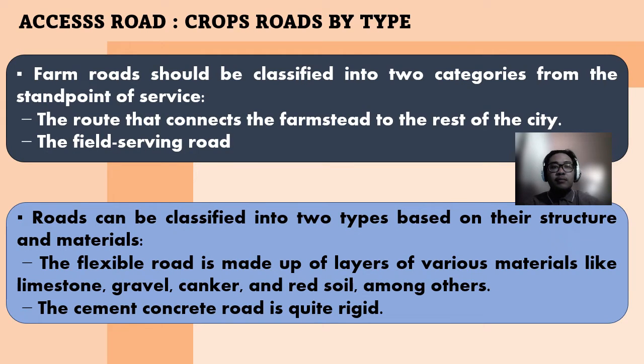Access road, farm road by type. The first is farm road, which should be classified into two categories from the standpoint of service: the road that connects the farmstead to the rest of the city, and the field service road. Roads can also be classified into two types based on their structure and materials. The flexible road is made up of layers of various materials like limestone, gravel, canker, and red soil, among others. The cement construction road is quite bright.